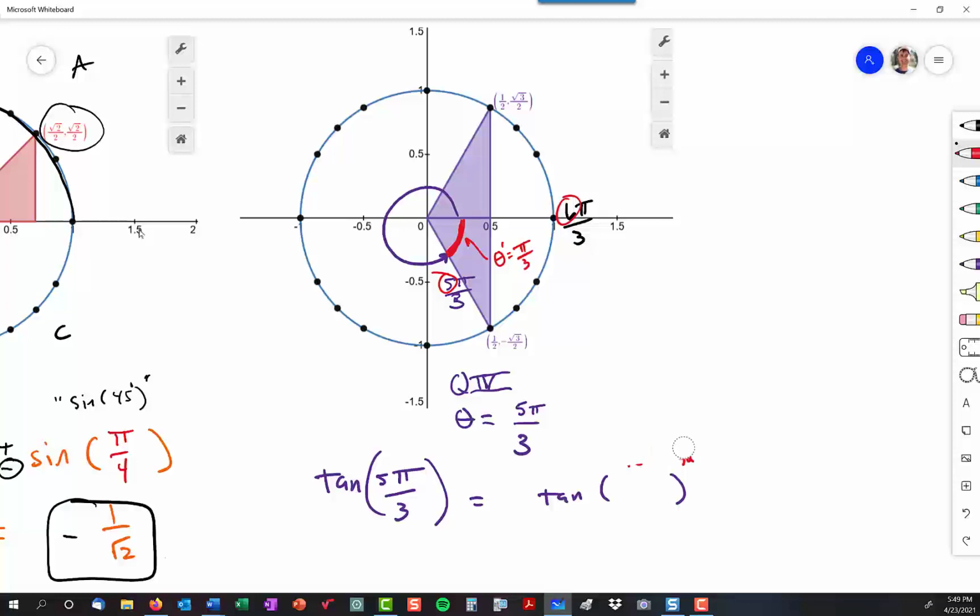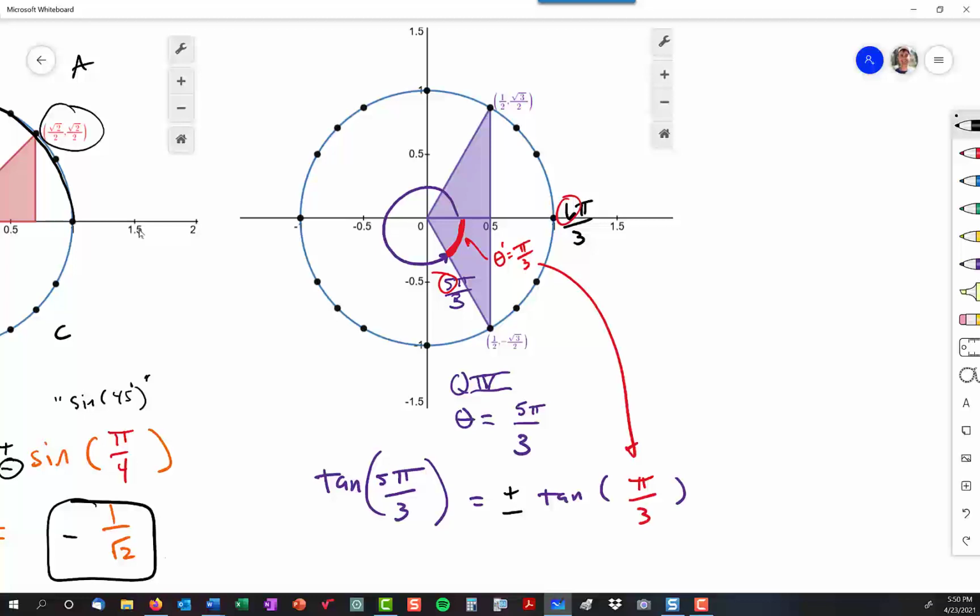So this hard problem, tangent of 5 pi thirds, I can simplify into the tangent of pi thirds. Now, all I have to do to finish off is accommodate for the correct positive or negative outcome. Tangent of 5 pi thirds. 5 pi thirds is in quadrant 4. So should tangent of 5 pi thirds be positive or negative?